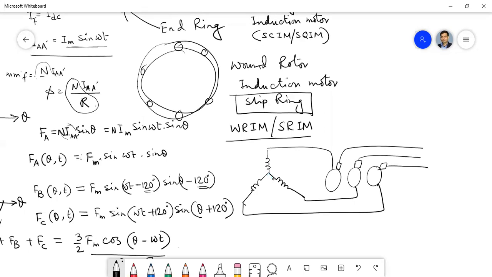So suppose this is your A phase, this is your B phase, and this is your C phase. That means this is your A brush or A slip ring, this is B brush, B slip ring, and this is C brush and C slip ring. You bring these terminals out, and you can short them outside, or you can use some external resistance to short them, and you can also vary that resistance. That is the additional option for the wound rotor induction motor or slip ring induction motor.